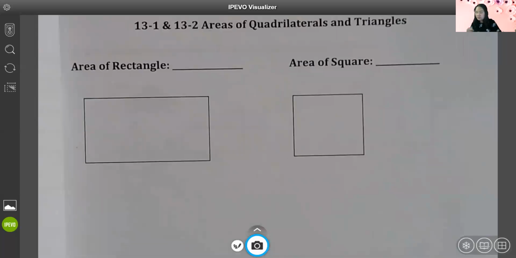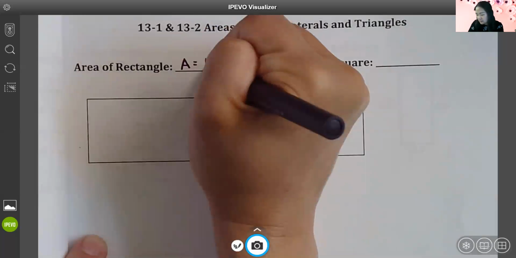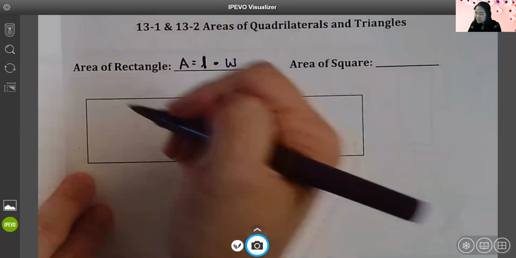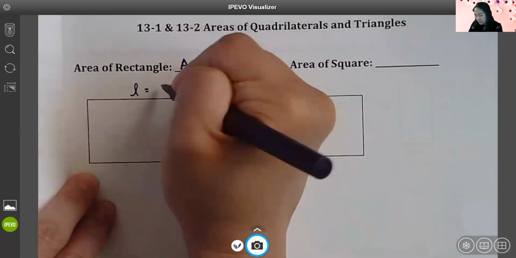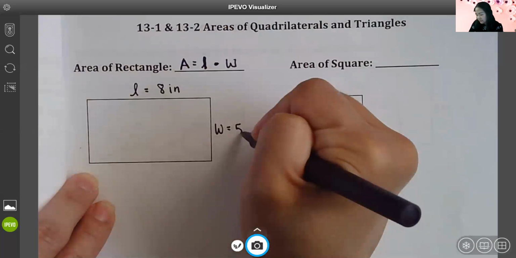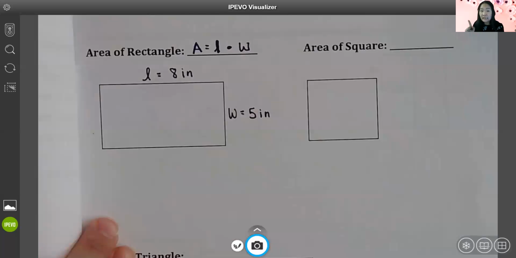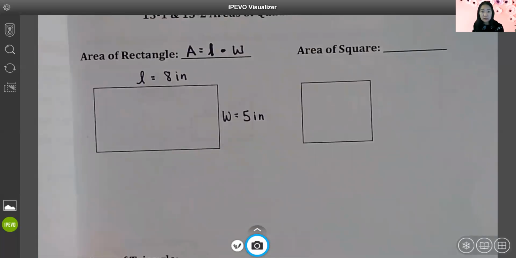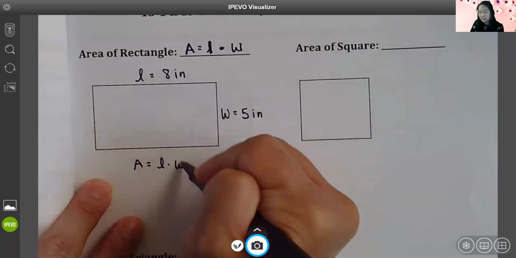So the same formula: area of a rectangle is length times the width. Okay, I do a cursive letter L. So let's say here's the length and here's the width. Let's say the length is 8 inches and the width is 5 inches. Okay, then this is the work that you need to take. Please don't just do 8 times 5 and say, oh, it's 40. This work is important. Start with the formula, area equals length times width.